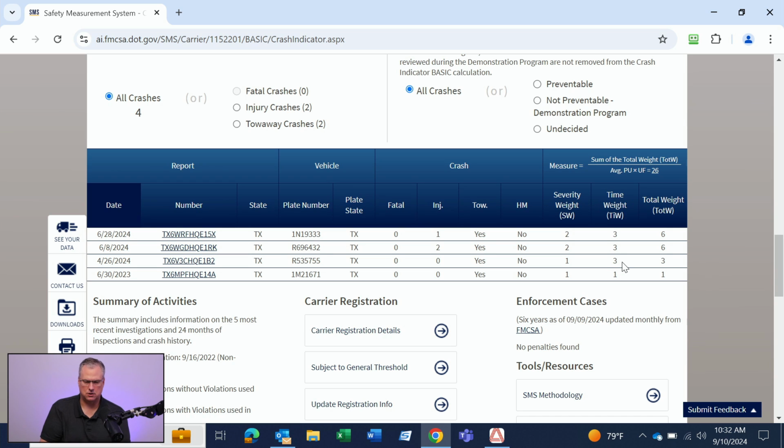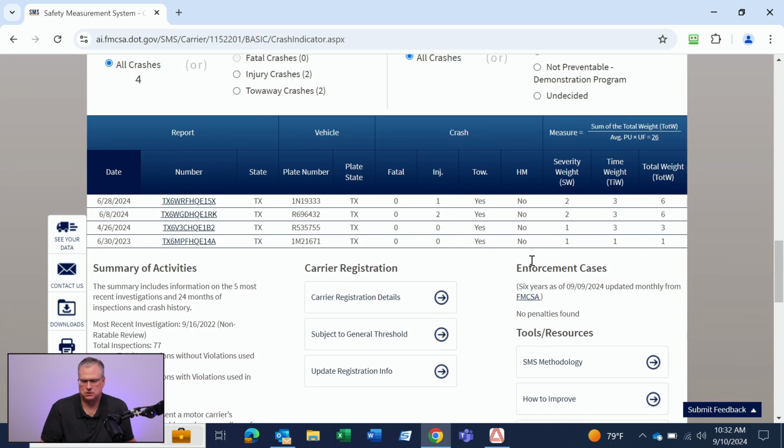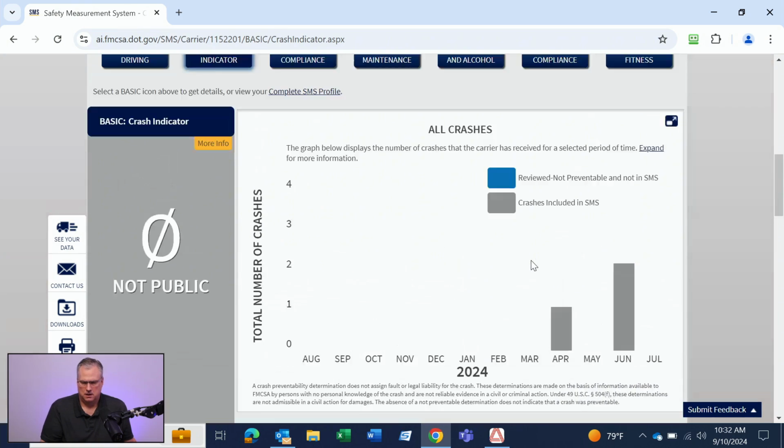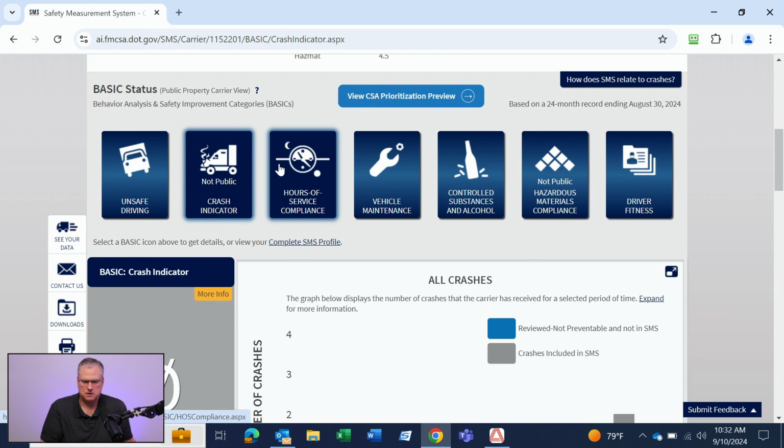Now next year, this will drop to a 2, and the year after that to a 1. So its weight against you, or the way it's counted against you, kind of diminishes over time. So that's that. Most people have issues with hours of service compliance and vehicle maintenance from what I've seen.